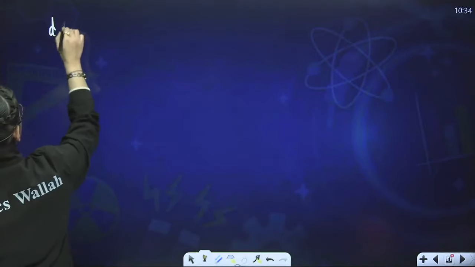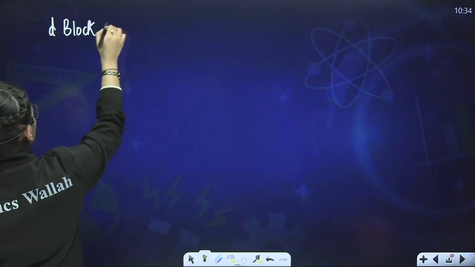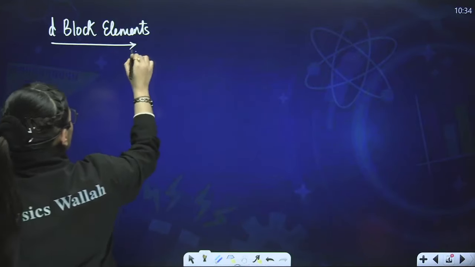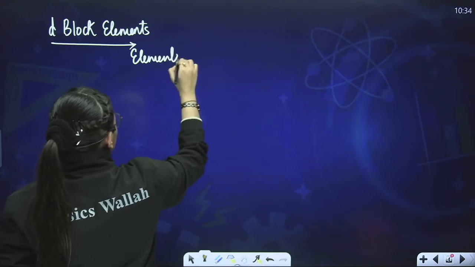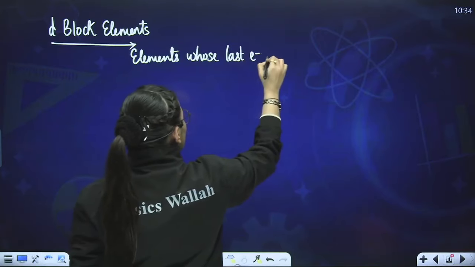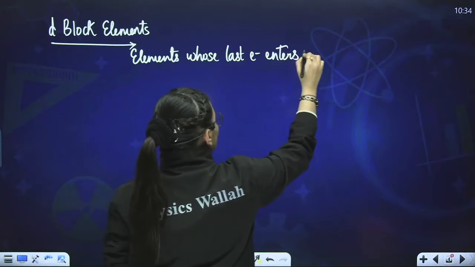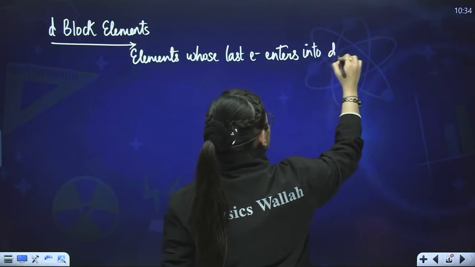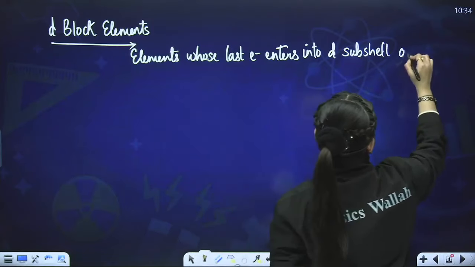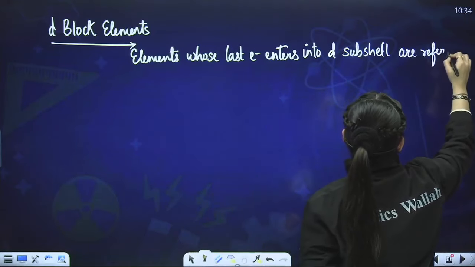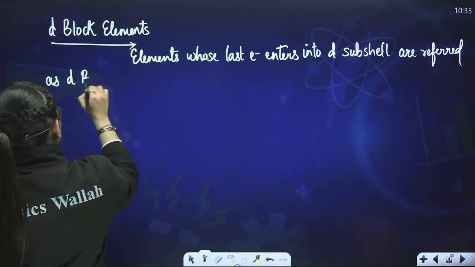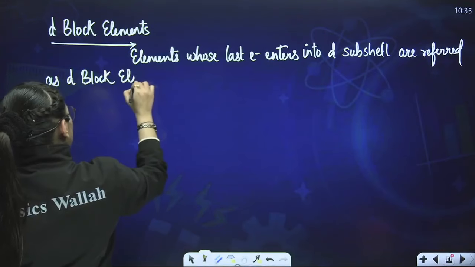So what are D block elements? D block elements whose last electron enters into D subshell, into the D subshell, are referred to as D block elements.